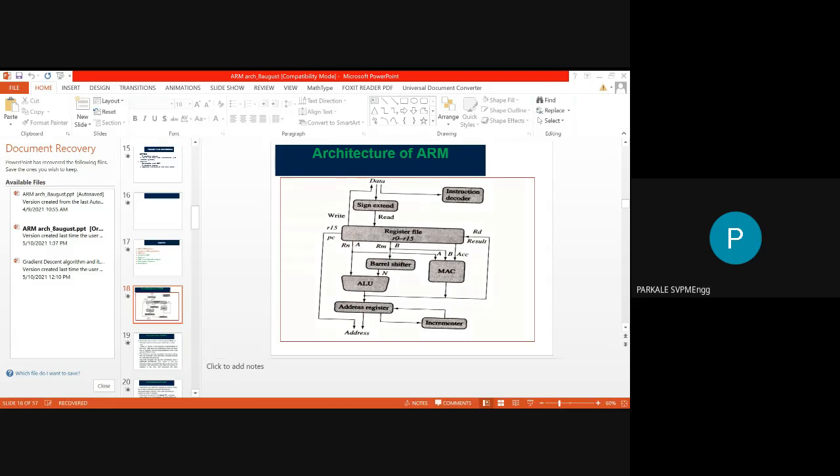Okay, so that's great. I will continue to the next point. The next point is the architecture of ARM. This particular point is asked for 5 marks: draw the architecture of ARM7 and explain each block. You can observe that in the architecture of ARM there are different blocks. The first block is called the data.